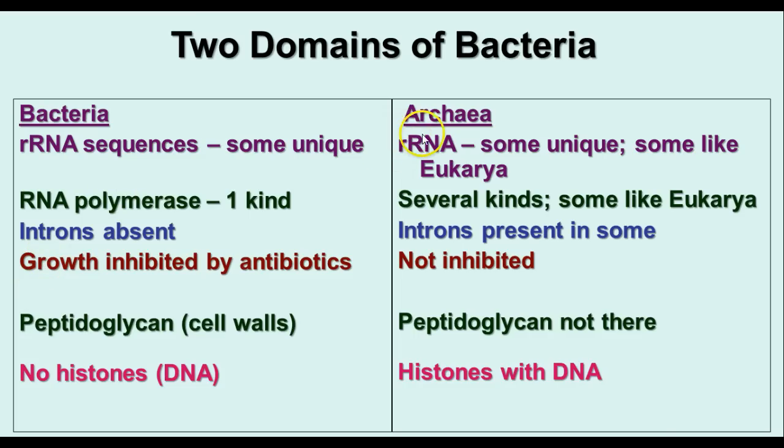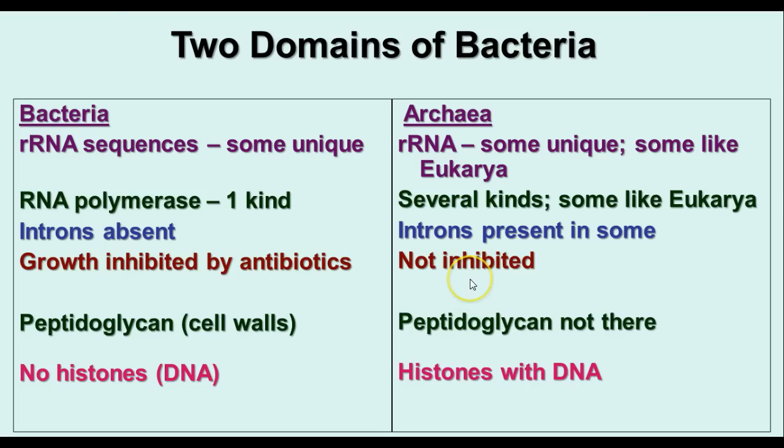Now, domain Archaea is a little bit different. It's also prokaryotes, but there are differences in RNA sequences. They have some that are unique to this group, but some of the ribosomal RNA sequences are like those that you find in eukaryotes. They have several kinds of RNA polymerase, some of which are very much like eukaryotes. They do have introns. Introns are, like I said, extra pieces of DNA that are in between the parts that code for proteins. They have to be removed after the messenger RNA is transcribed, before it can be translated into the protein. And this is present in Archaea and also present in eukaryotes.